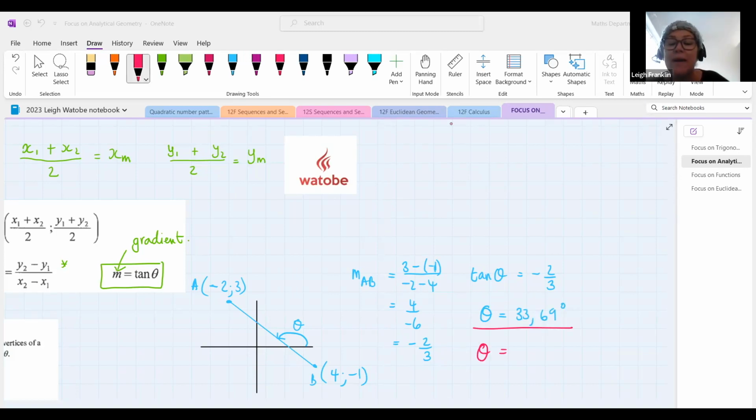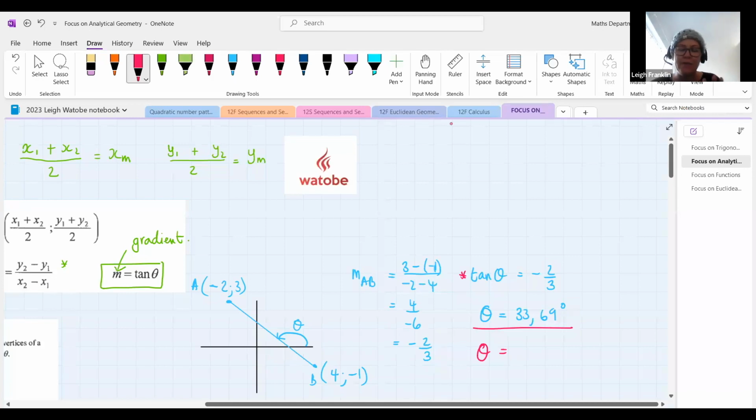So let me go back and explain from this step over here. We've worked out the gradient of line AB. We've said tan theta is equal to -2/3. And then we have written down, incorrectly, that's why I've underlined it, that theta is equal to 33,69. Theta is not an acute angle. Theta is an obtuse angle. So if we write that theta equals 33,69, it's incorrect, and we will be penalized for that.